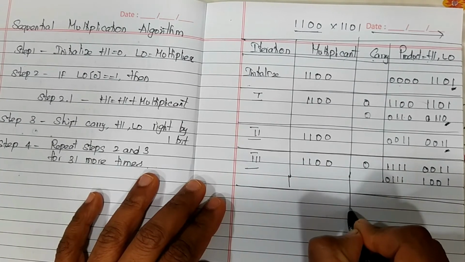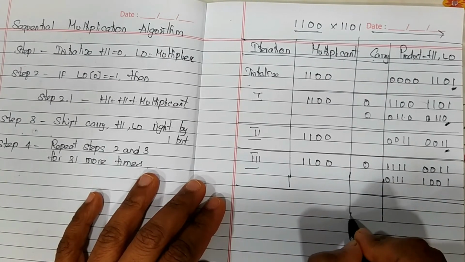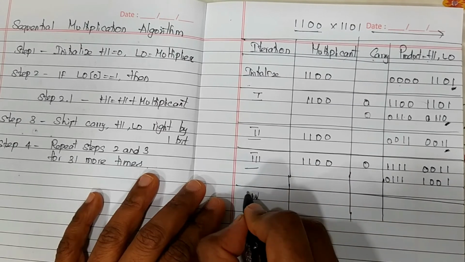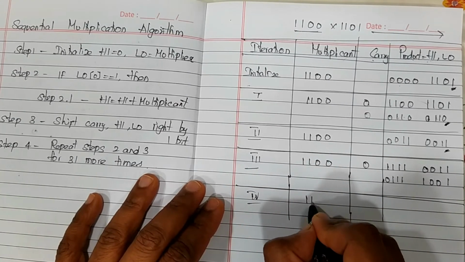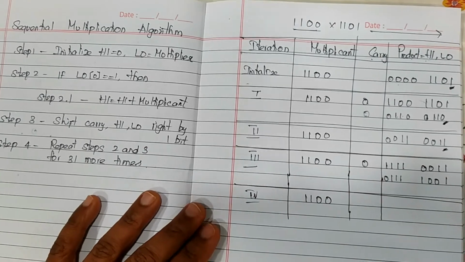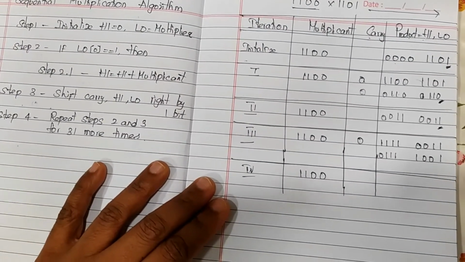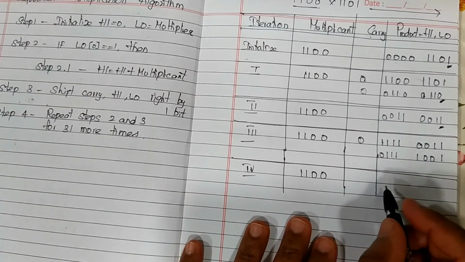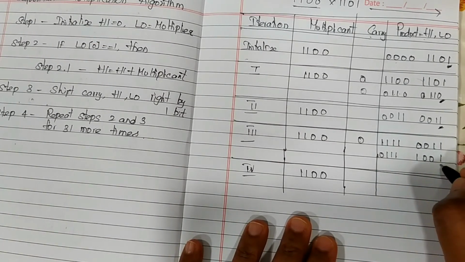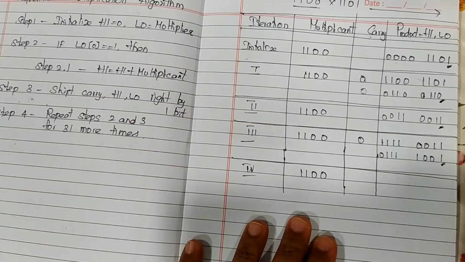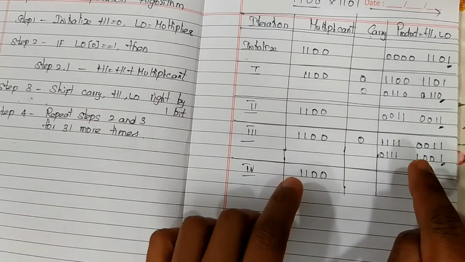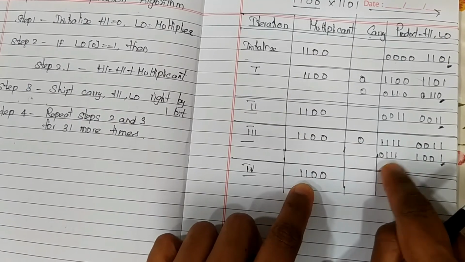So let me extend a little more. Now I'm going with the fourth iteration. Let the multiplicand be as it is. Now you need to check the least significant bit of the low register. Now it is 1. So in that case, you need to add the high and the multiplicand.